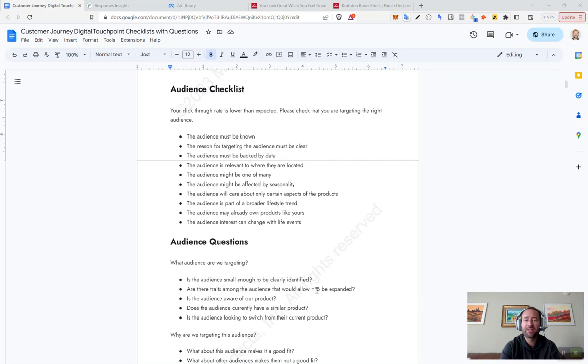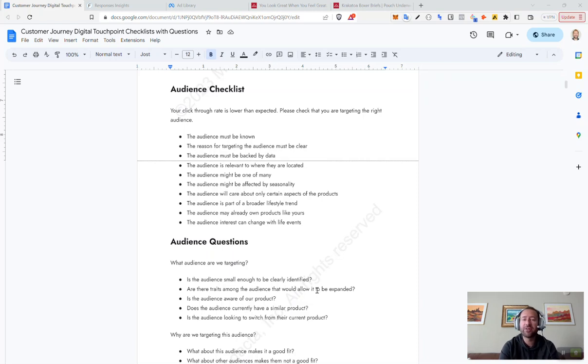The audience might be affected by seasonality. Similarly to location, seasonality does play a role. If it's hot in a place and your product is wool sweaters, you're probably not going to make a lot of sales. However, if you're marketing to someone in colder weather, wool sweaters are going to be something that's better off. And do the seasons change? Do the requirements for these items change?